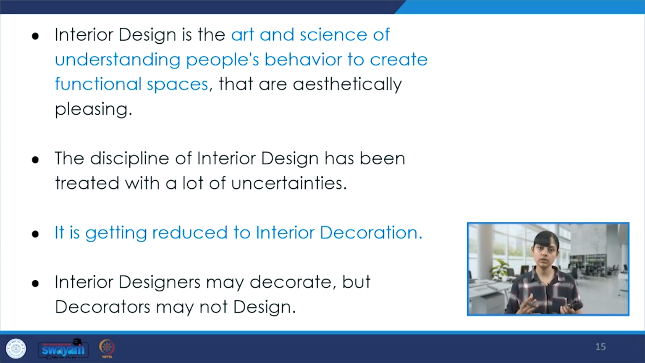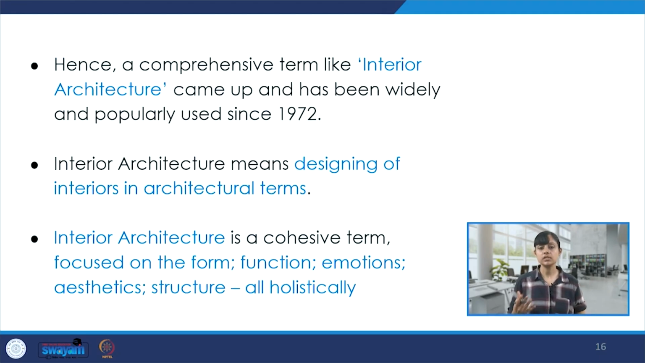And to combat all these uncertainties and to try to bring interior design to its original glory, there was the introduction of the discipline of interior architecture in the 1970s, precisely 1972. Here, interior architecture meant designing of interiors in architectural terms. To put it simply, interior architecture is a cohesive term, and it concentrates on form, function, emotions, aesthetics, structure, everything put together holistically.